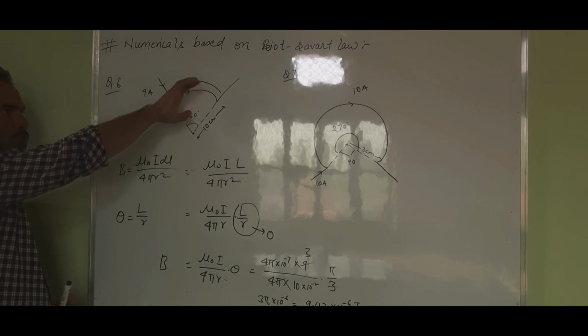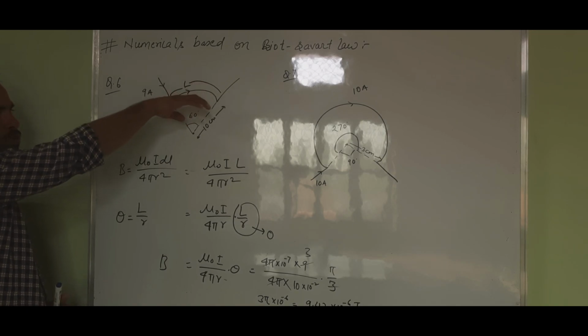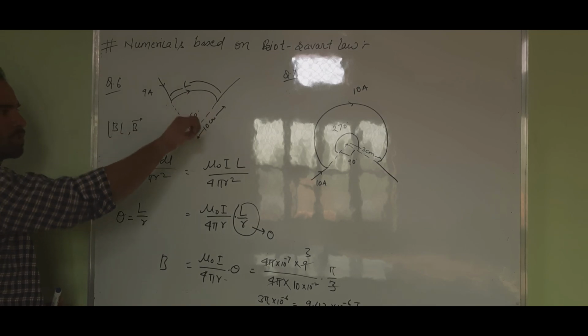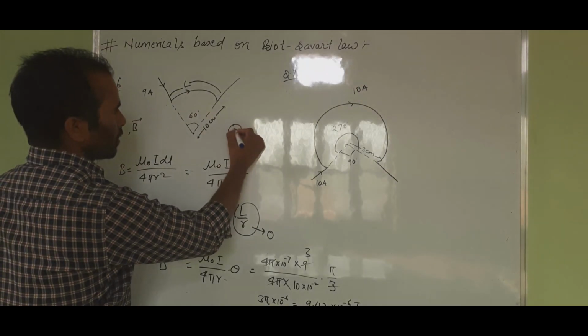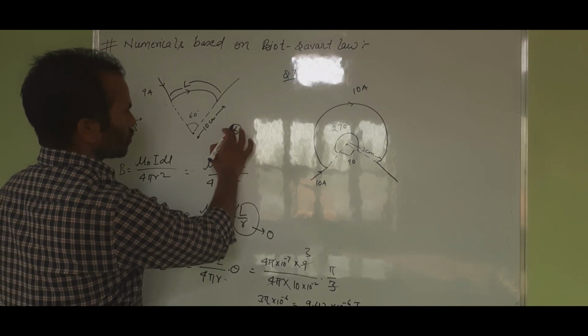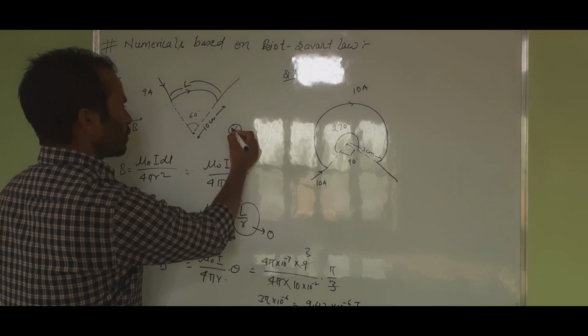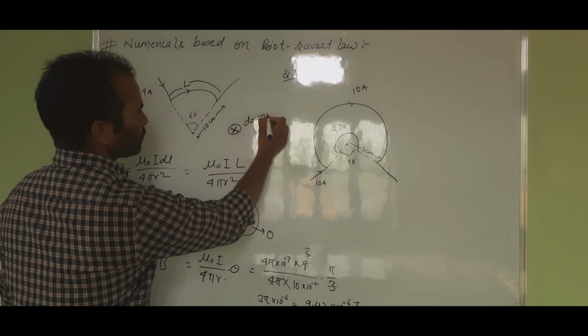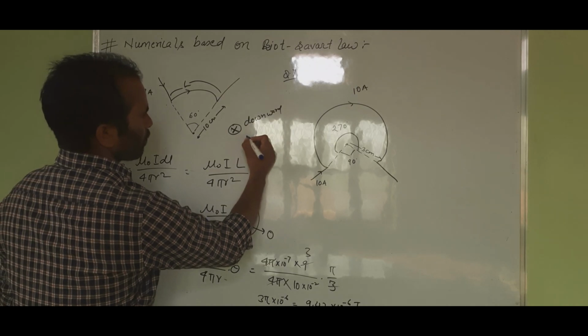The direction of this magnetic field will be downward. Using the right hand thumb rule, the direction of current is clockwise, so the thumb will show the magnetic field's direction, which is downward to the plane. The cross shows the tail of an arrow and shows the downward direction of the magnetic field.